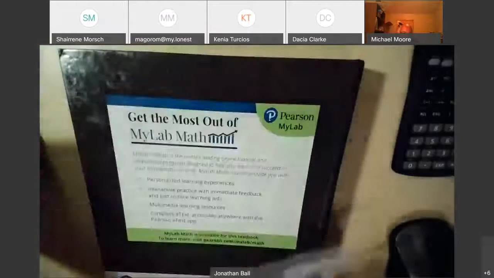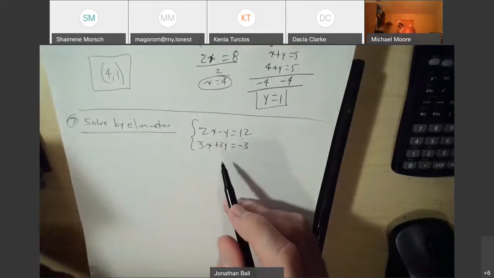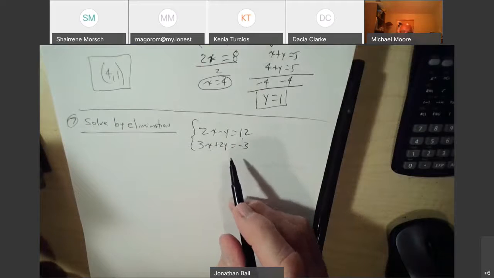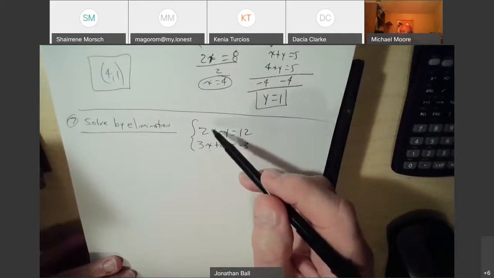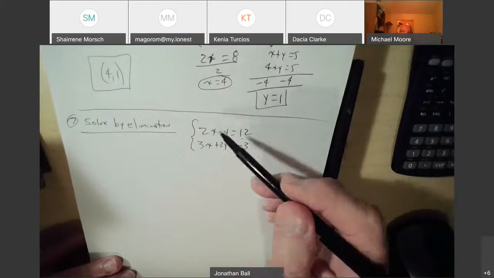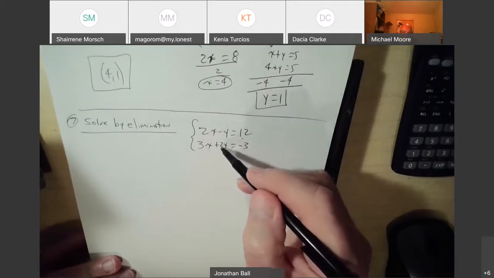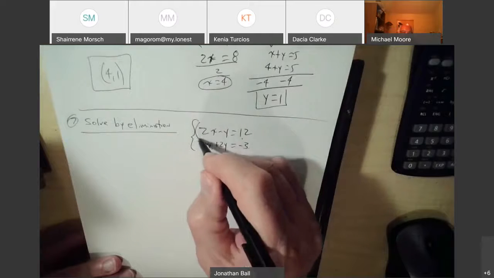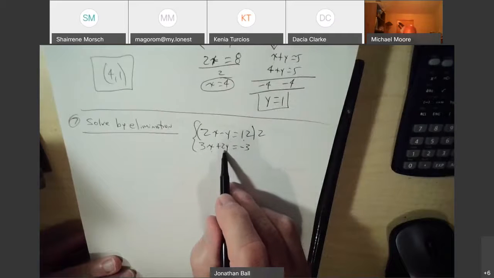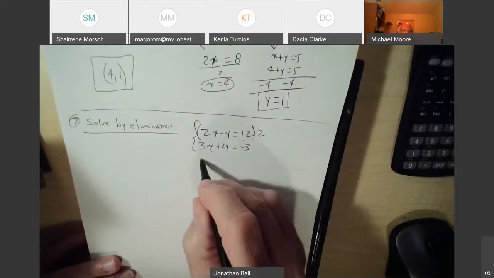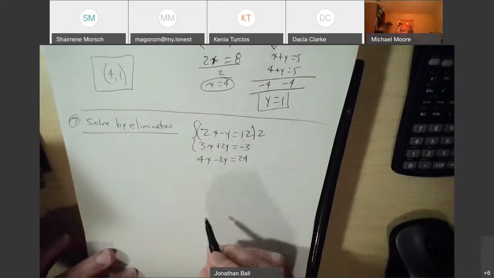Okay. Now remember, what we want to do is add these two equations together and eliminate, ergo the name elimination, one of the variables. Now, if we add these things together here, the x's are going to be 5x. That doesn't eliminate anything. Minus y plus 2y. This one's negative and this one's positive. So all we want to do is multiply this one by 2. And that'll give us -2y. And the other one's plus 2y. That'll eliminate that one. So we get 4x minus 2y equals 24.